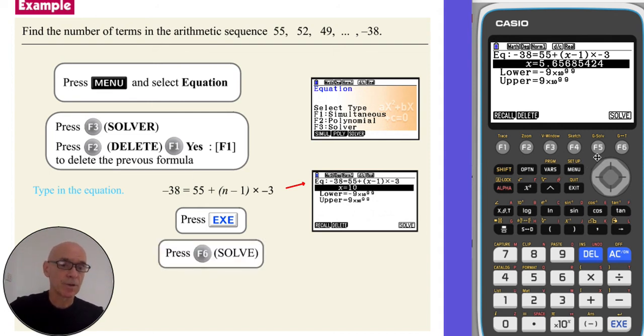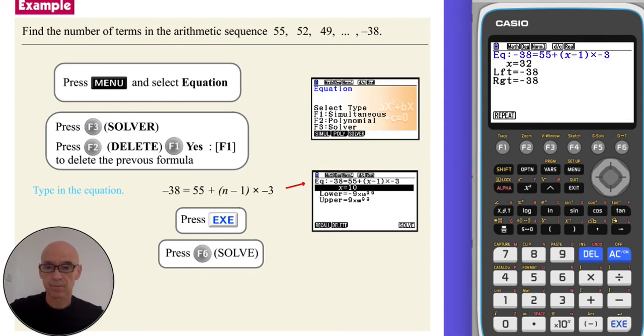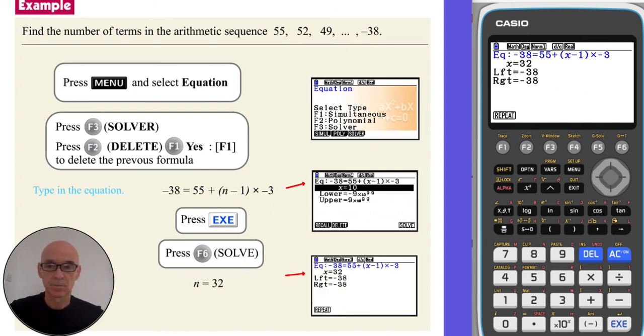So to solve the equation, if we press F6, we'll see that x, or n in our case, is equal to 32. So the arithmetic sequence has 32 terms.